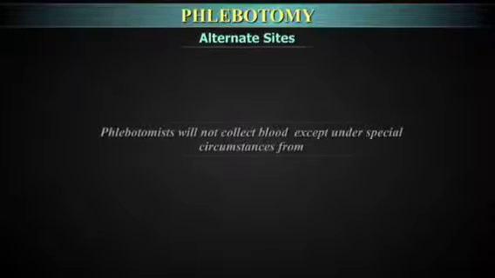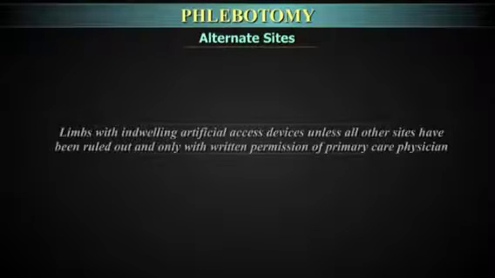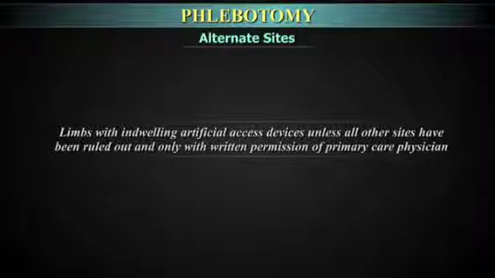Alternate sites. Phlebotomists will not collect blood, except under special circumstances, from the arm or hand on the side of a mastectomy unless all other sites have been ruled out, and only with written permission from the physician or nurse. Limbs with indwelling artificial access devices are avoided unless all other sites have been ruled out and with written permission of the primary care physician.